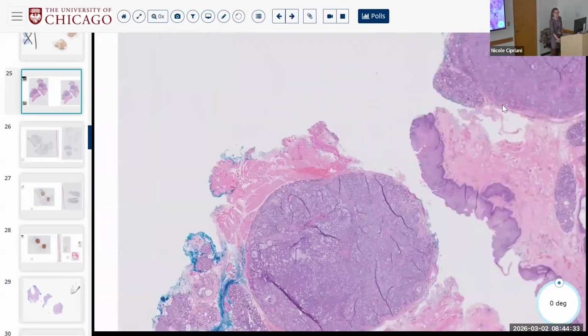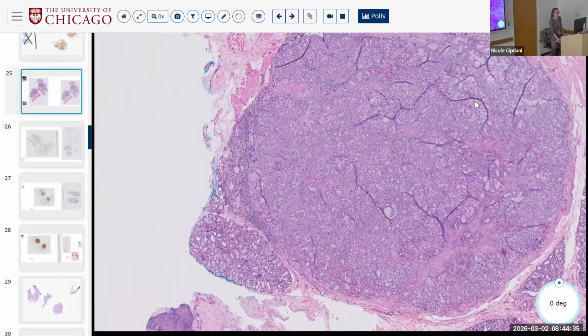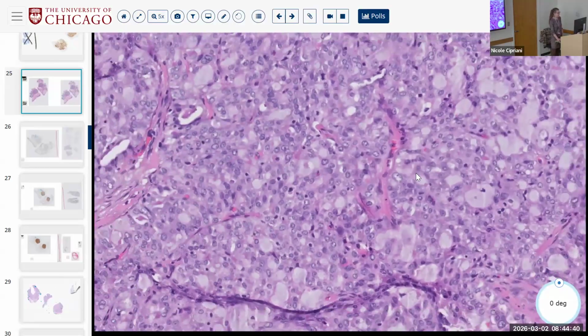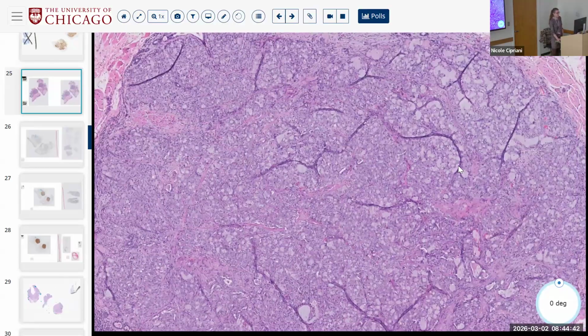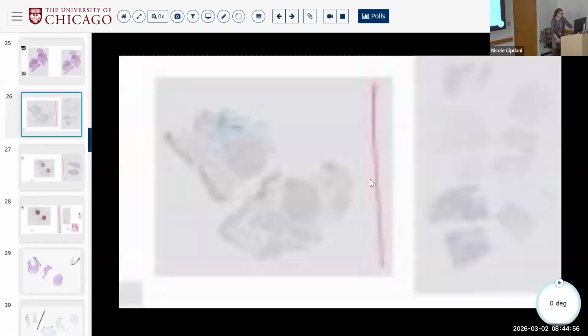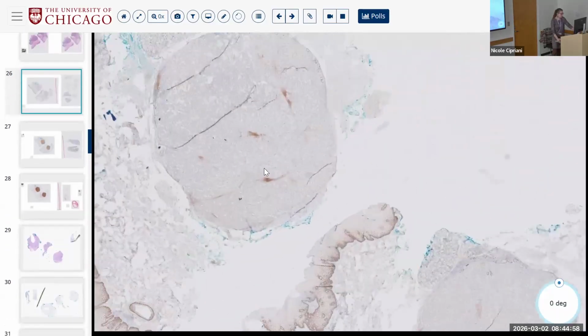Does anybody right off the bat on H&E know what this is? Secretory carcinoma, yes. So how can we prove it? This is the classic appearance of secretory carcinoma, with these monotypic sheets of cells, little microcysts and microtubules, but really no other good macro architecture. So we're going to prove that it's P40.